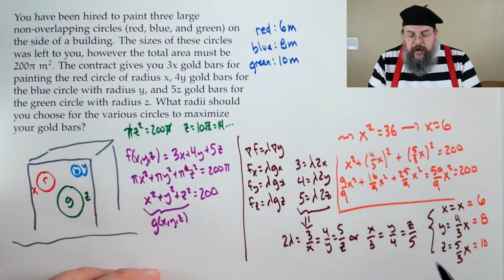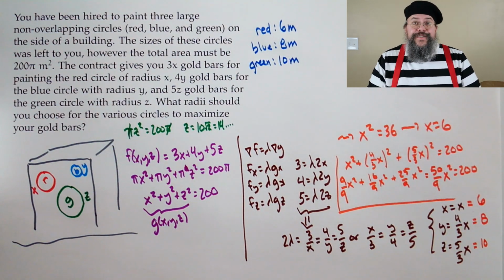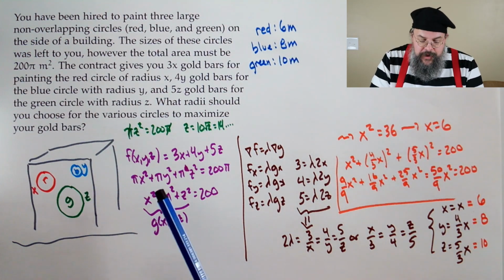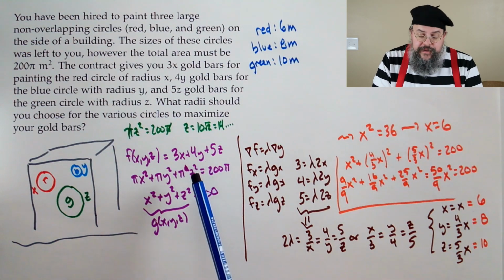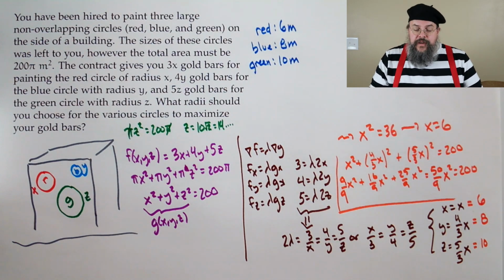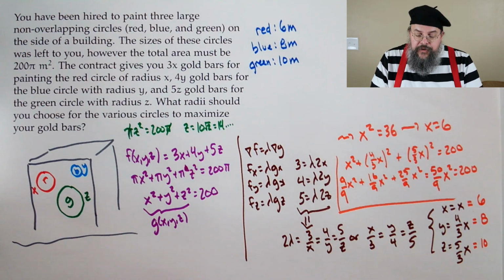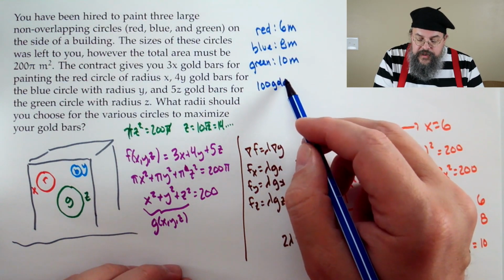And on a side note, how much do we get? How many gold bars? We put a lot of work in. What's our return? Well, 3 times 6 is 18. 4 times 8 is 32. That's 50. And 5 times 10 is another 50, which gets us a grand total of 100 gold bars.